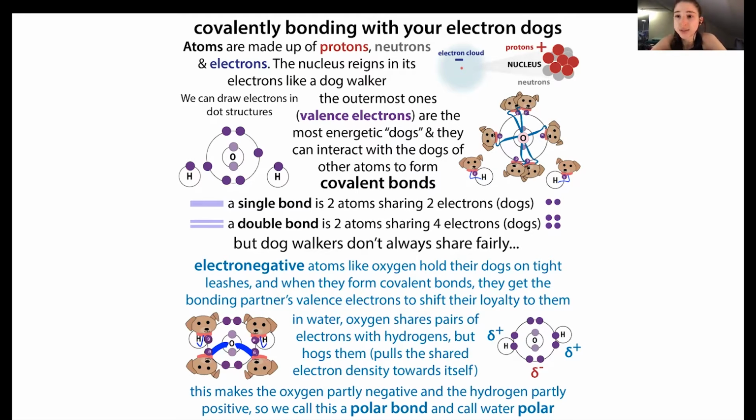These are the valence electrons. They're furthest from the pull of the protons of the dog walker. And so the dog walker has the least control over these. But different dog walkers, different elements, their nucleus has different pulling power. And we can describe this pulling power with a term called electronegativity. Atoms that are really electronegative have a tight pull over their electrons, whereas those that are not don't have as tight of a pull.